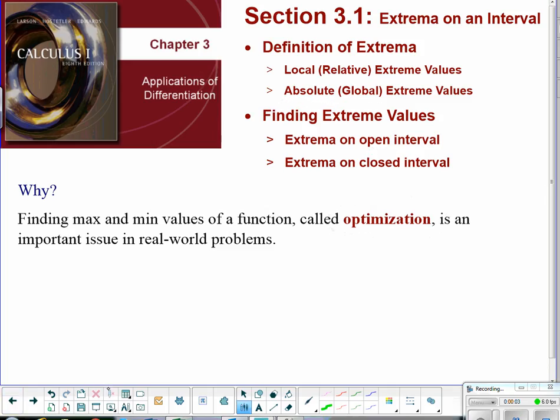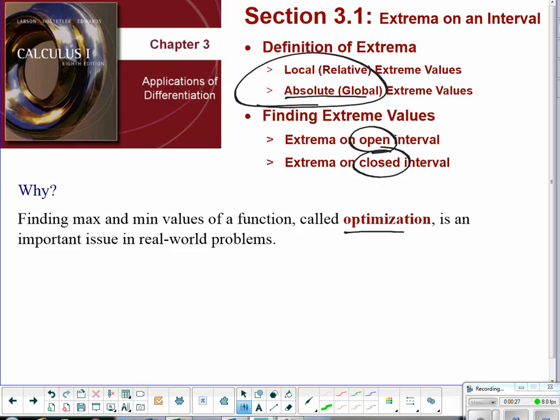Okay, we are working on section 3.1, and this is going to work with maxes and mins. We're going to look at local and relative mins, and we will also look at absolute and global min and max values. We'll talk about the difference between being on an open interval versus a closed interval, and why we might want to find the max and mins of functions.